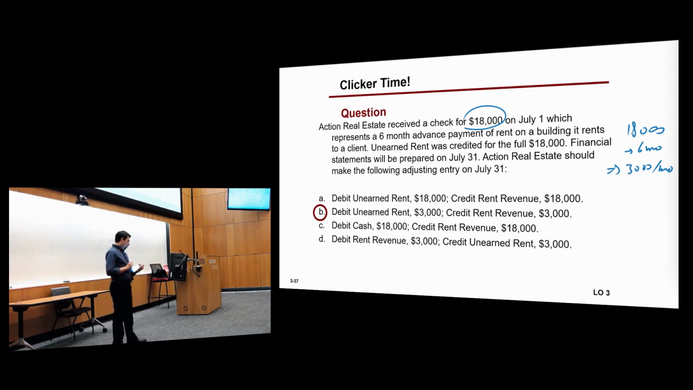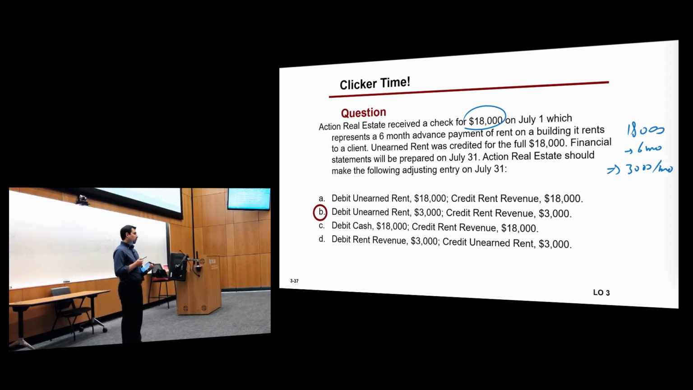Unearned rent was credited for the full amount. Financial statements will be prepared at the end of the month. So the company will need to adjust for the month of July. So we have 1 month, and whenever we need to adjust for unearned revenues, what do we do? We decrease unearned revenue, we increase revenue. How do you decrease unearned revenue? We debit. So the thing is to debit unearned rent revenue and to credit rent revenue.